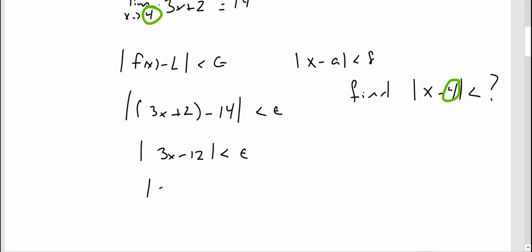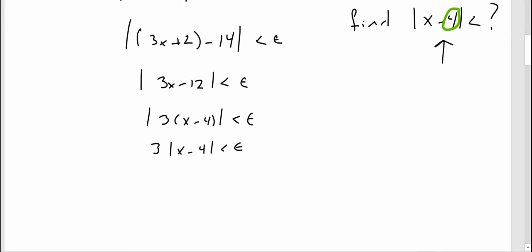Well, I can factor a 3 out of that, and that's going to be 3 times x minus 4. Now, the absolute value of 3 is just 3, so I could pull that outside of the absolute value symbol. Because, again, my goal is to find the absolute value of x minus 4. And I can do that by dividing both sides by 3. Okay, so I know in this case my delta is always going to equal epsilon over 3.